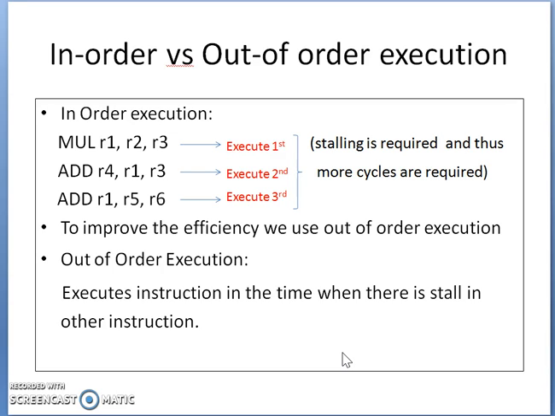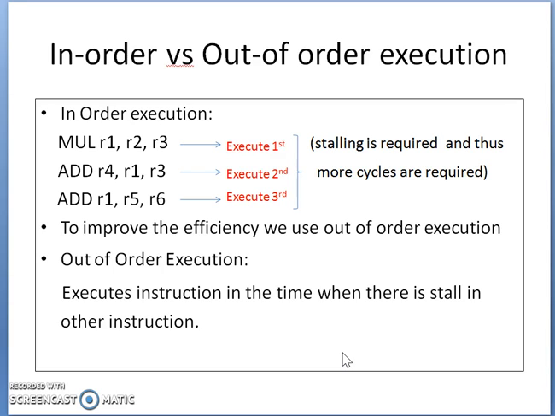From a programmer's perspective, we assume that the code will be executed in a serial fashion. That is, multiplication will be executed first, followed by the first add and then the second add. Now assume that the mul instruction requires 4 clock cycles while the add instruction requires 2 clock cycles. So to execute the entire program, we will require 8 clock cycles. Now this is an inefficient approach.